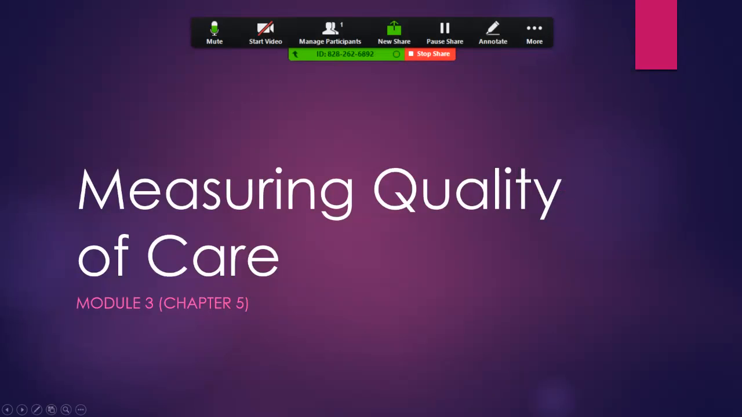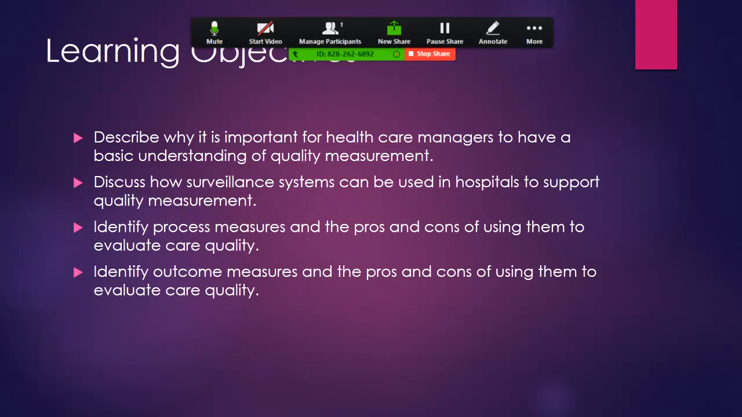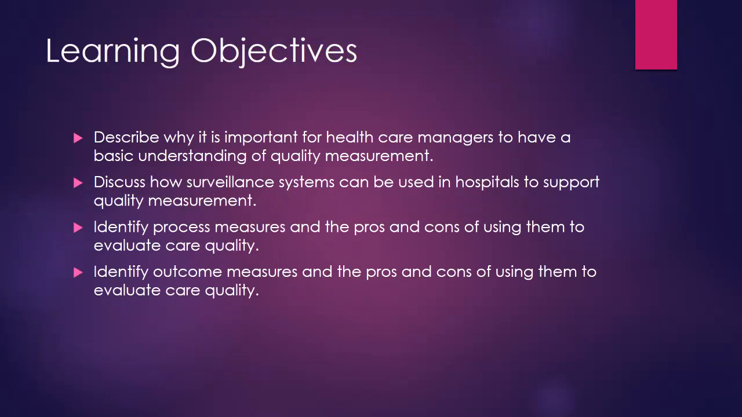In this Module 3 video, we'll be talking about measuring the quality of care. Our objectives are to describe why it's important for healthcare managers to understand quality measurement. We'll discuss how surveillance systems can be used in hospitals to support measuring quality. And then we'll talk about process and outcome measures and a bit about the pros and cons of using each one when we evaluate healthcare quality.